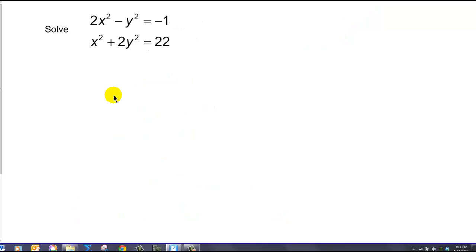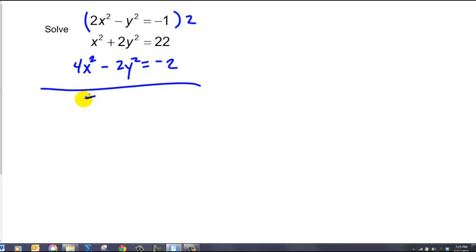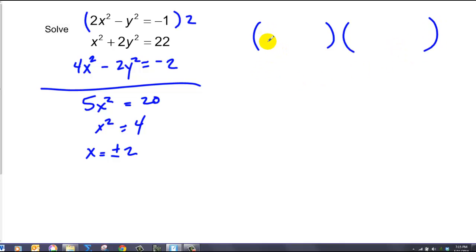In this problem, you'll notice we have a hyperbola and an ellipse. I could once again use a substitution, but I think I'm just going to multiply by 2 in this case, giving me 4x squared minus 2y squared equals negative 2. Add up, 5x squared, the y squareds go away, equal to 20. x squared is equal to 4. So x equals plus and minus 2. Once again, I have two solutions. There's a 2 here. There's a negative 2 here.